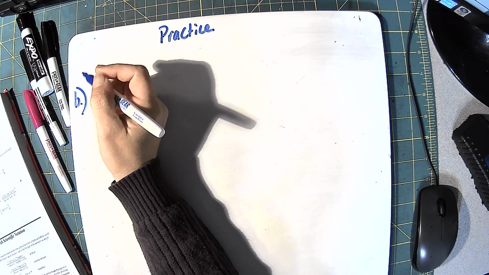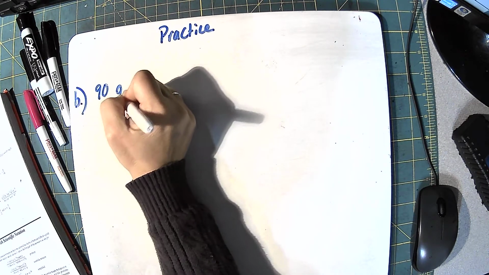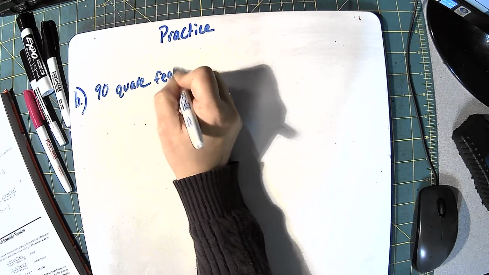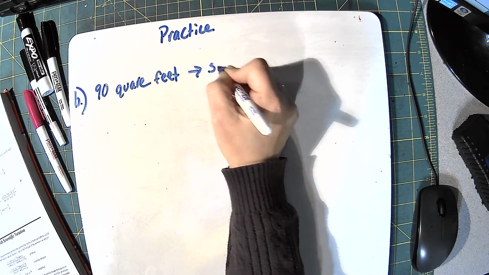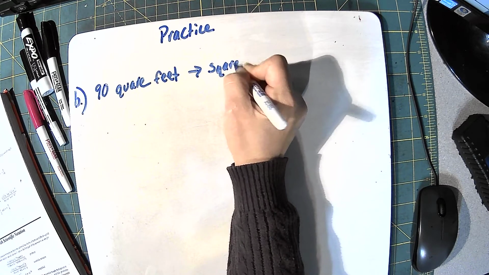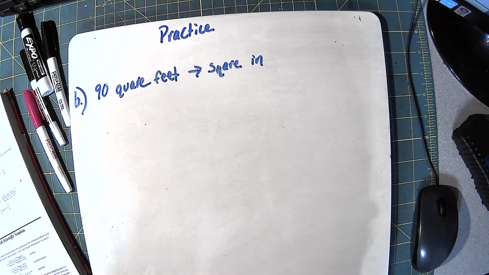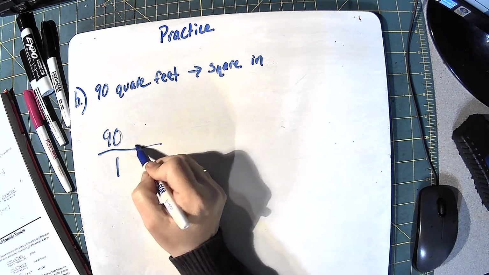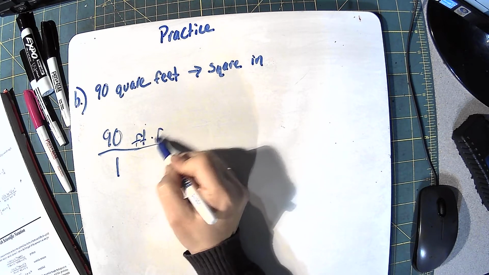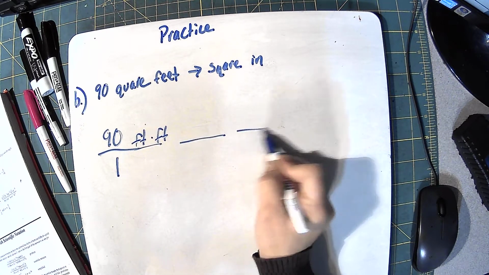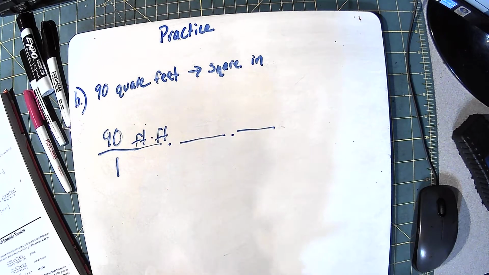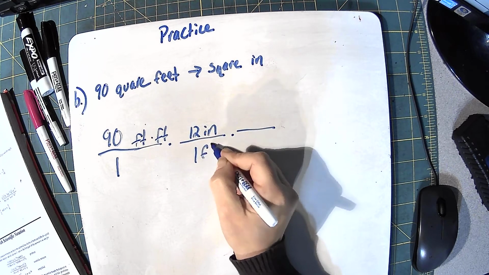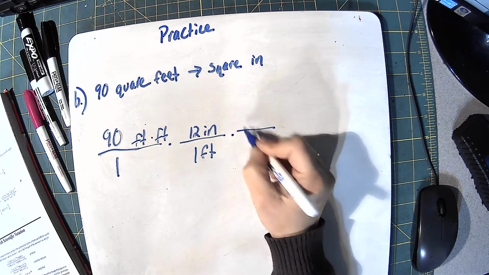B says use 2 unit multipliers to change 90 square feet to square inches. Okay, alright, so I'm going to write 90 over 1, and my feet are squared, so I have feet times feet. It means I'm going to need 2 unit multipliers. 12 inches in a foot, 12 inches, 1 foot, because I need foot to be on the bottom because it started on the top.